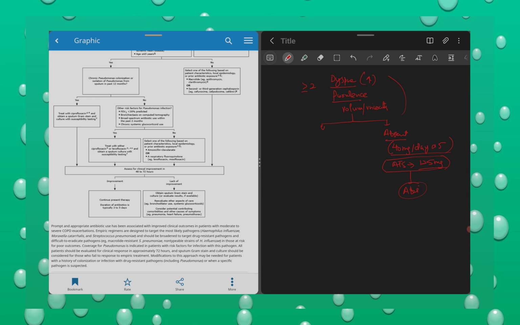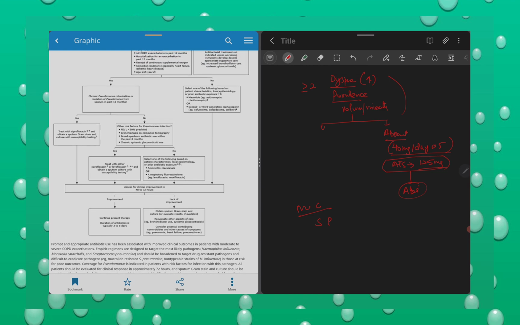And antibiotic regimens are usually to target the most likely pathogens for these exacerbations, which are Haemophilus influenzae, Moraxella catarrhalis, and Streptococcus pneumoniae. These three pathogens are the most likely cause for exacerbation.